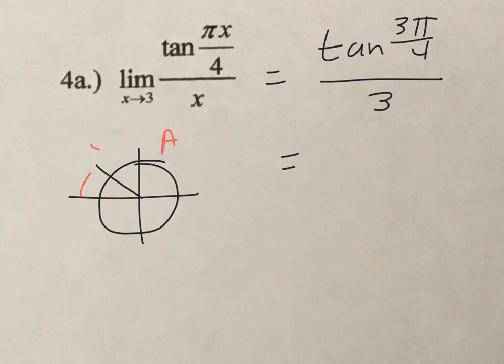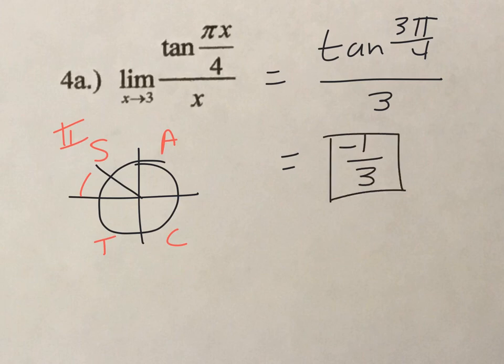So if you put an A, S, T, C, the mnemonic device for that is all students take calculus. Over here in quadrant 2 where we are, where our angle is equal to 3 pi over 4, the S stands for sine, which means sine is the only trig function that has positive values in quadrant 2. Everything else is negative. So what that tells us is tangent of 3 pi over 4 is negative 1, and that's all over 3, so our final answer is negative 1/3.